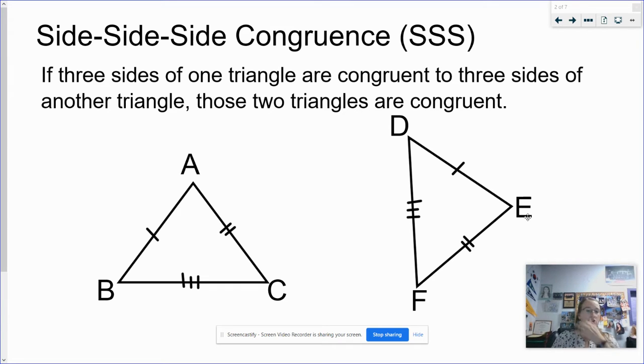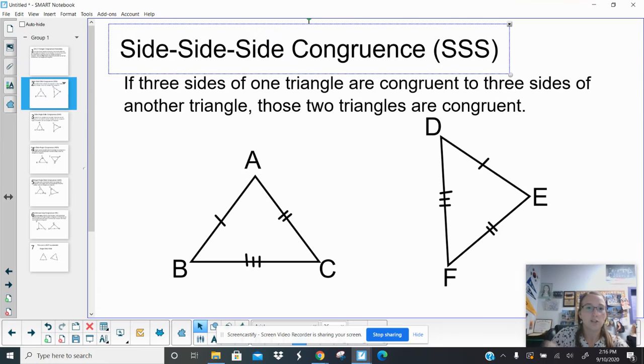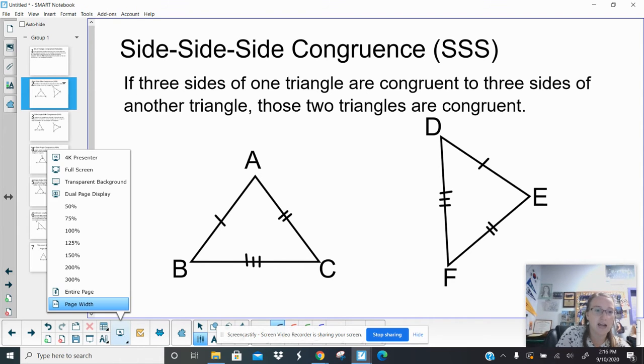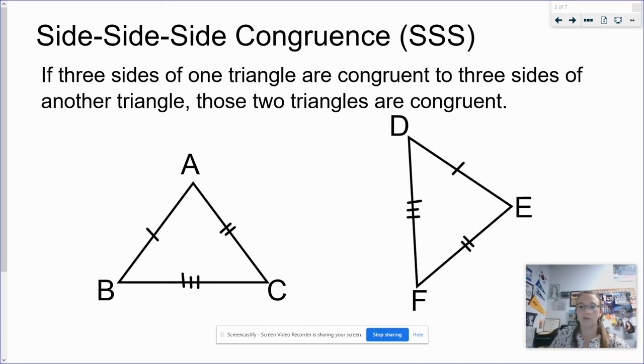So, the first one, make sure you're copying this down because this is what the quiz is going to be on. We call this the side congruence postulate, or SSS, right? That's for side, SSS. So what that states, and again, have this copied down, is if we know that 3 sides of one triangle are congruent to 3 sides of another triangle, those 2 triangles are congruent.